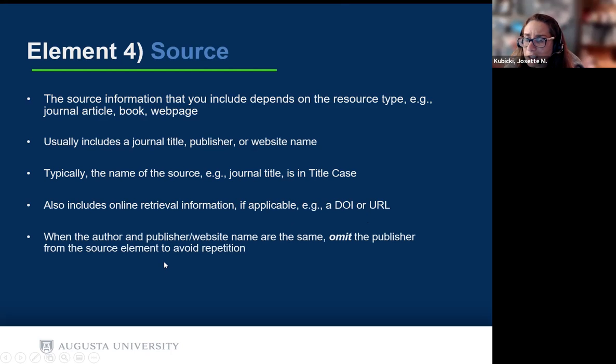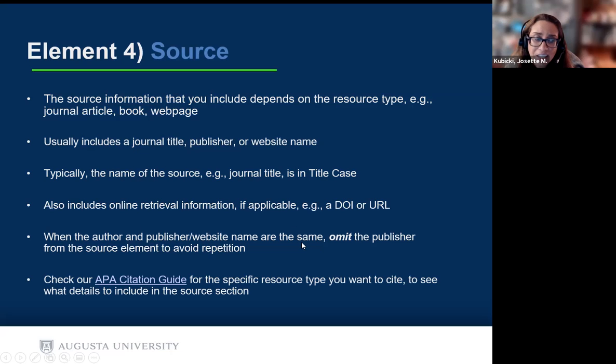When the author and the publisher or website name are the same, then omit the publisher information from the source element to avoid repetition. We talked about this with the report example. Hypothetically, Pew Research Centre had authored the report, so we omitted Pew Research Centre from that source element so it would not be repeated. Again, check the APA style manual or our APA citation guide for the specific resource type you want to cite. That way you can find out the details to include in the source section.